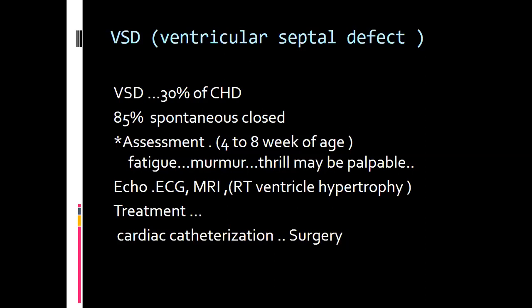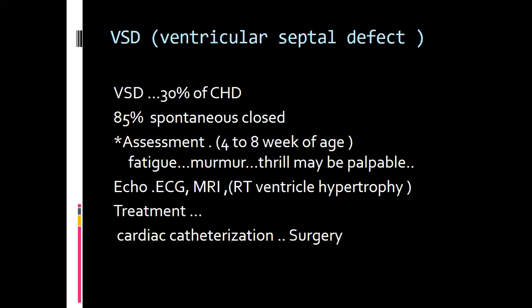Now we come to discuss ventricular septal defect, which comprises about 30% of cases. In 85% of cases the defect closes spontaneously. On assessment, it most commonly occurs in the age group of 4 to 8 weeks.